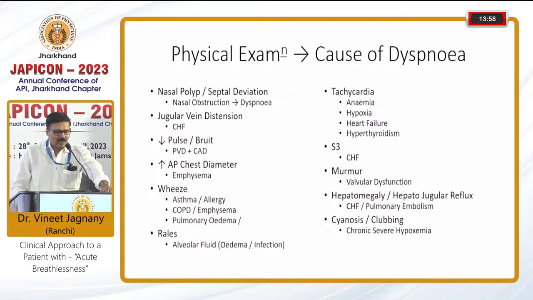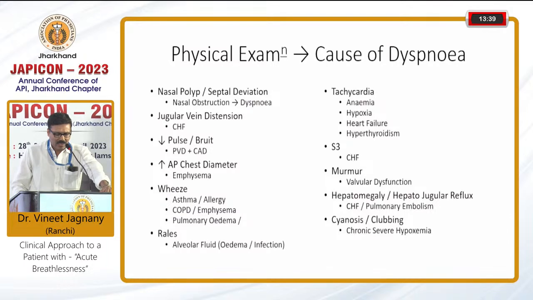Peripheral vascular disease and coronary heart disease will lead to bruit. The AP chest diameter increases in emphysema. Rales are more commonly seen in pulmonary edema. Tachycardia occurs in hyperthyroidism, anemia, and hypoxia. An S3 gallop will be seen in congestive heart failure. Murmurs are more commonly seen in valvular involvement.